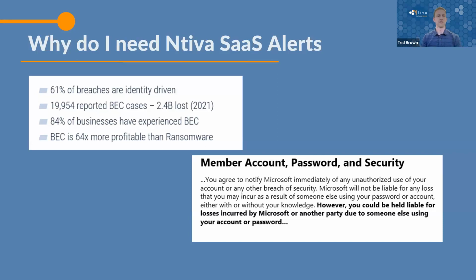Some studies say 61% of all breaches are identity driven. Either your password has been leaked onto the dark web and somebody has obtained it that way, or somebody sent you a link that looked valid. You clicked on the link and it asks you for your 365 information. It looks like a typical login, you type right in there, and instantly those credentials are sent off to a bad actor.